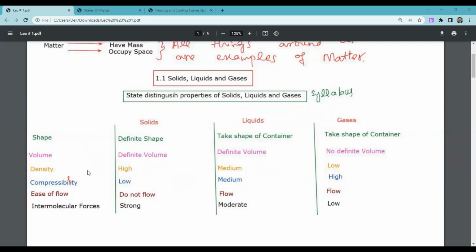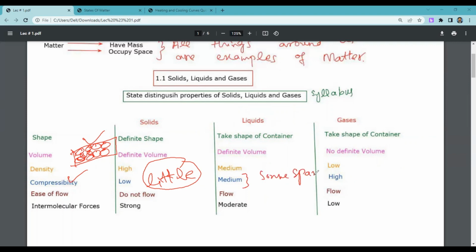If we talk about compressibility, the same thing applies here, because particles of solids are very close to each other. They don't have space in between them. Therefore, we cannot compress them. They have very little compressibility. If we exert pressure on them, they break, they change their shape. Their compressibility is very low. While liquids have medium compressibility, because some space is present in between the particles. While gases have very high compressibility, because a lot of space is present in between them.